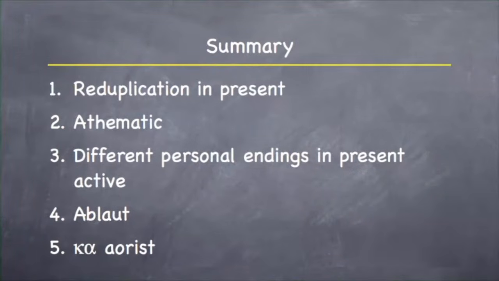Basically, we've learned the 5 rules for mi verbs. Rule number 1 is that they reduplicate in the present, and you separate the reduplicated consonant with the iota. Secondly, this is the athematic conjugation, so there's no connecting vowel or thematic vowel added. Thirdly, mi verbs use different personal endings in the present active only, those 3 endings. Fourthly, you're going to have ablaut, that final vowel of the root is going to change its length. And fifthly, mi verbs take a kappa aorist. So there you go, mi verbs, at least the indicative of didomi. So let's get on to your vocabulary.